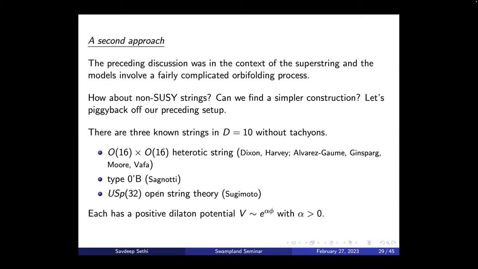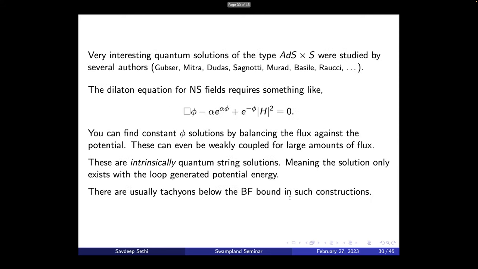And then there's a variant of open string theory where instead of doing an O9 plane that would generate an SO group, you insert an O9 plane that would generate a USp group, put in anti-D9 branes to cancel the tadpole, and you can find a consistent open string theory there, which has a dilaton tadpole but no charged tadpole. And this was found by Sugimoto. So these are the three known strings in 10 dimensions. Each one of them has a positive dilaton potential with some coefficient alpha. So the structures are somewhat similar.